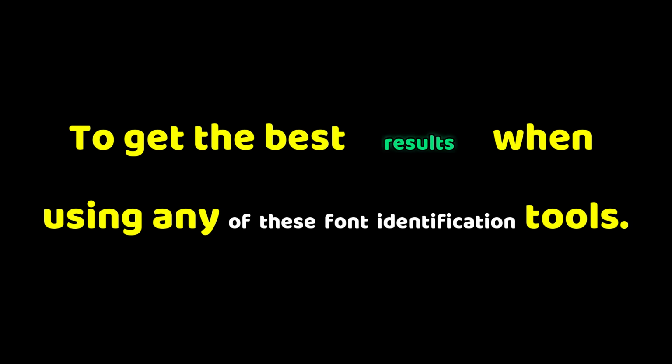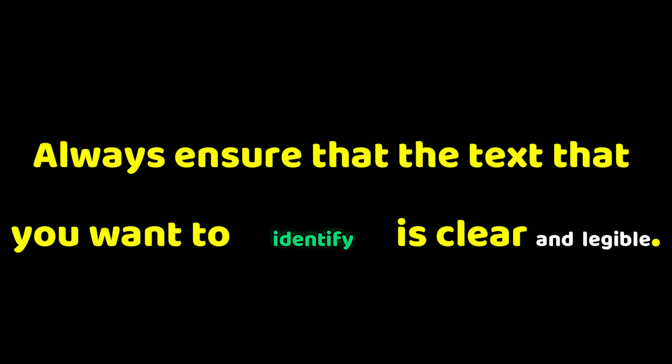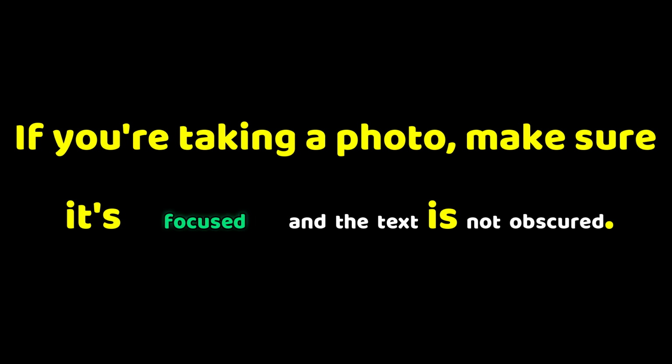To get the best results when using any of these font identification tools, here are some essential tips and tricks. Number 1, clear images. Always ensure that the text that you want to identify is clear and legible. Blurry or pixelated images can lead to inaccurate results. If you're taking a photo, make sure it's focused and the text is not obscured.